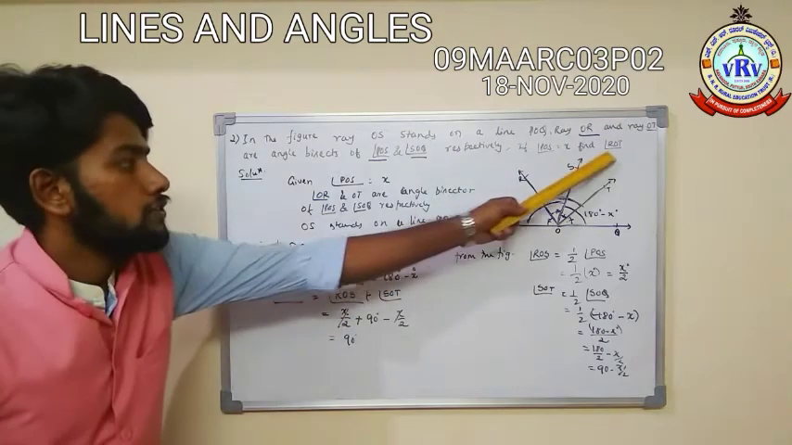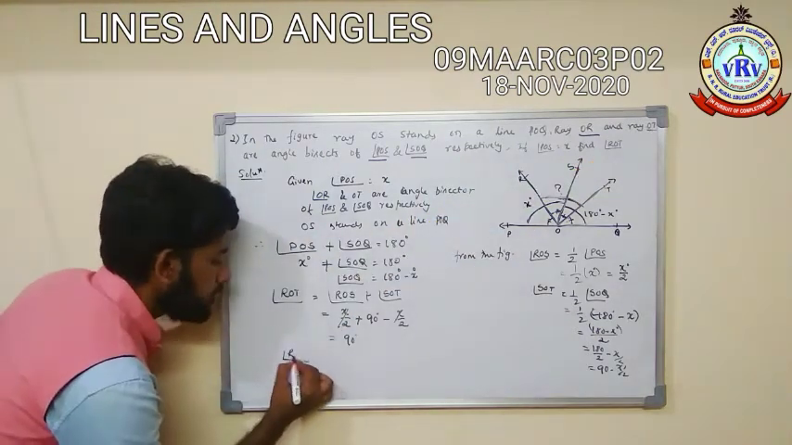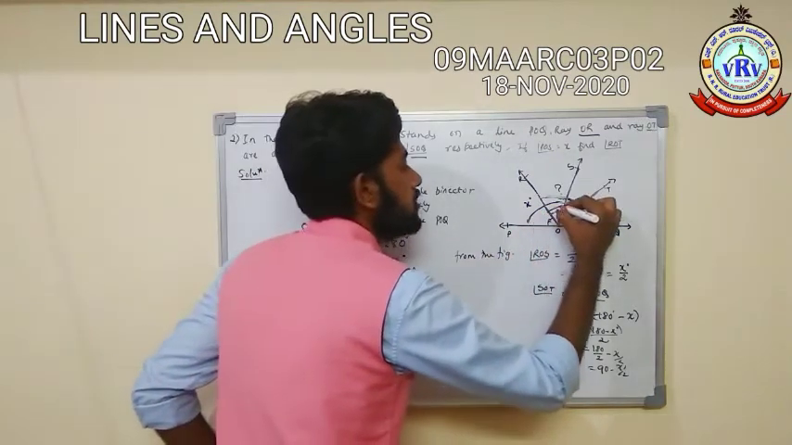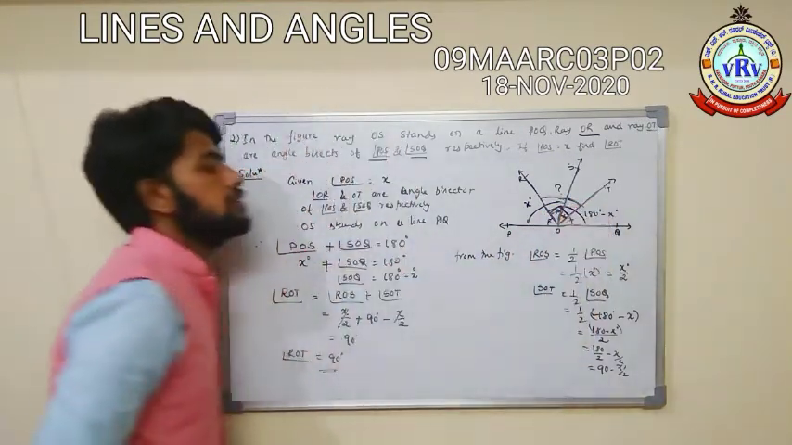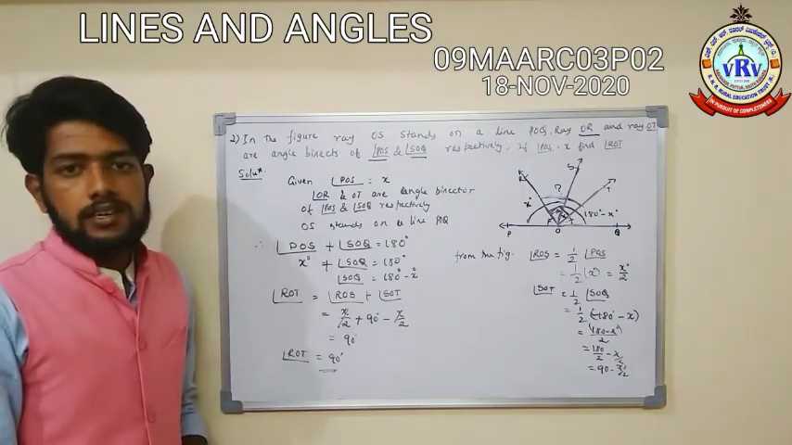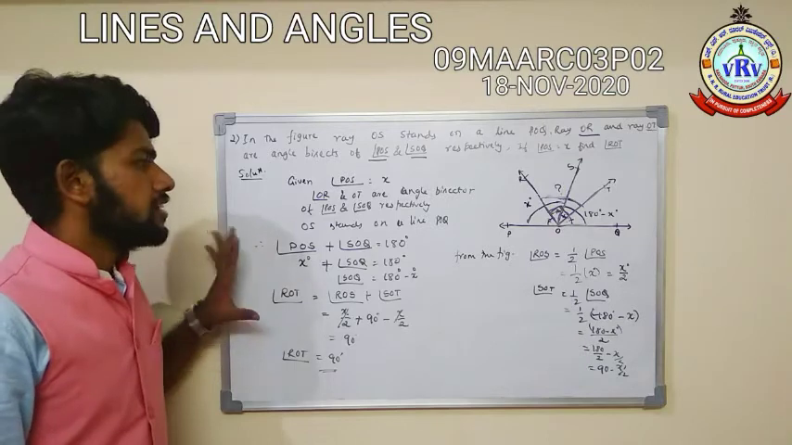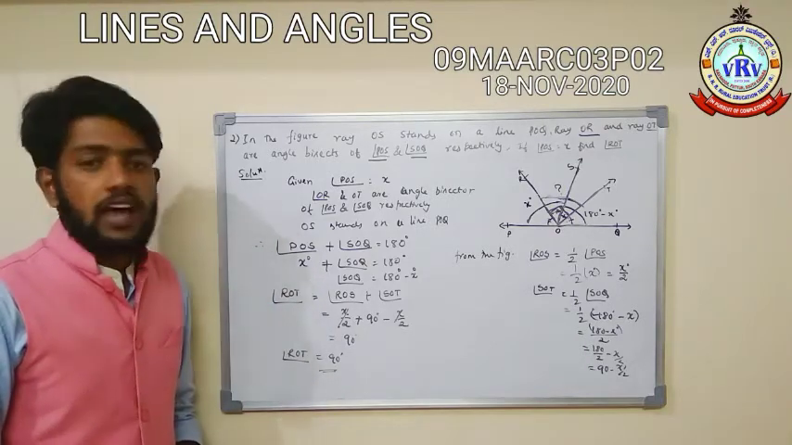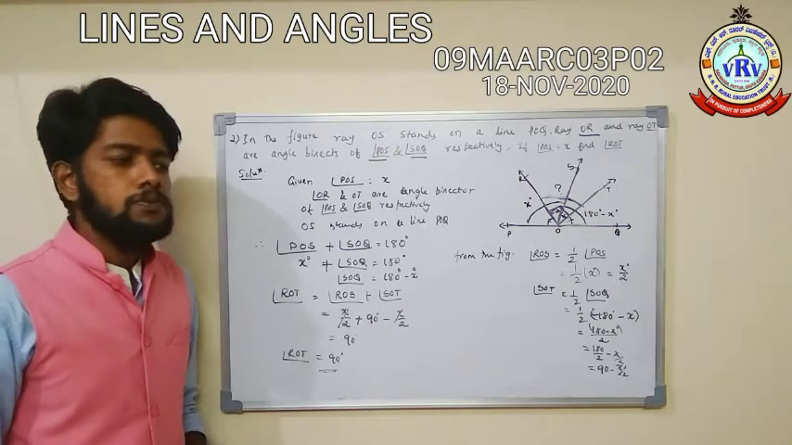What we have to find? We have to find ROT. We got the value of ROT. It's equal to 90 degrees. So this is the required angle for our problem. The answer is 90 degrees. It's interesting, right? Using all the theorems and all the properties of the angles. Okay, next we will move further.